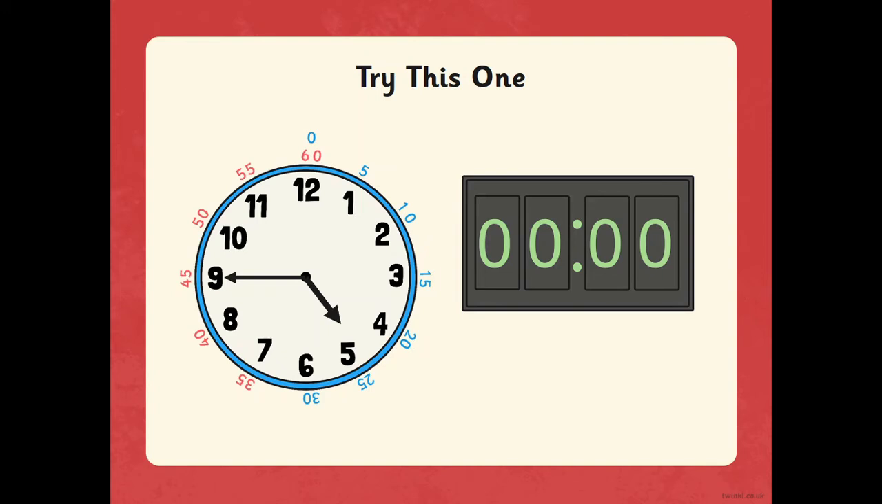Another one here now. So the hour hand is pointing, well, it's between the 4 and the 5. It's almost at the 5, but not quite. So it's in the 4 o'clock hour. And if you count round in 5s for the minutes, you can see that it is showing 45 minutes. So we write that in the digital clock.